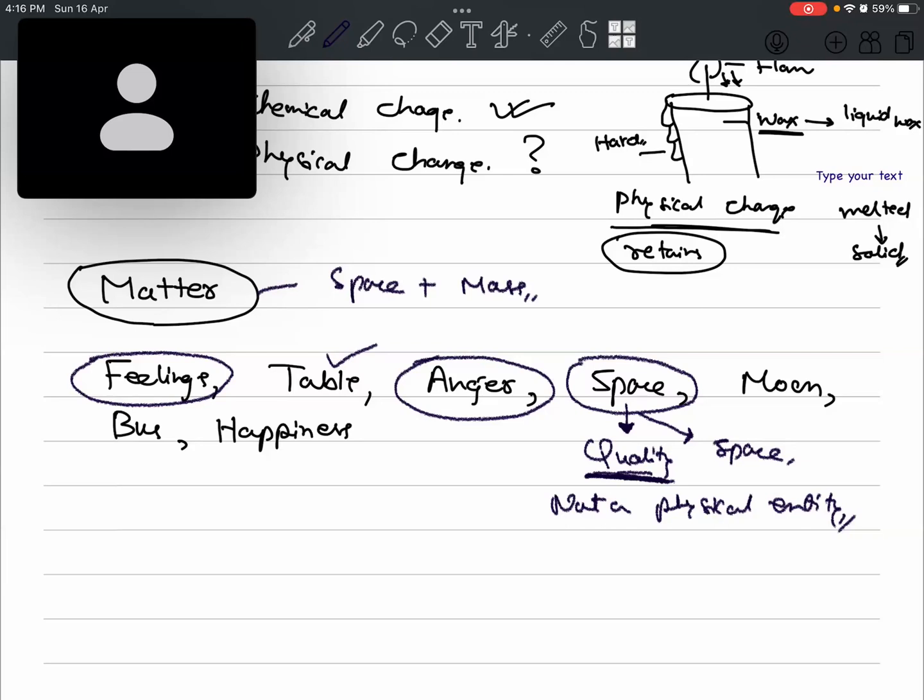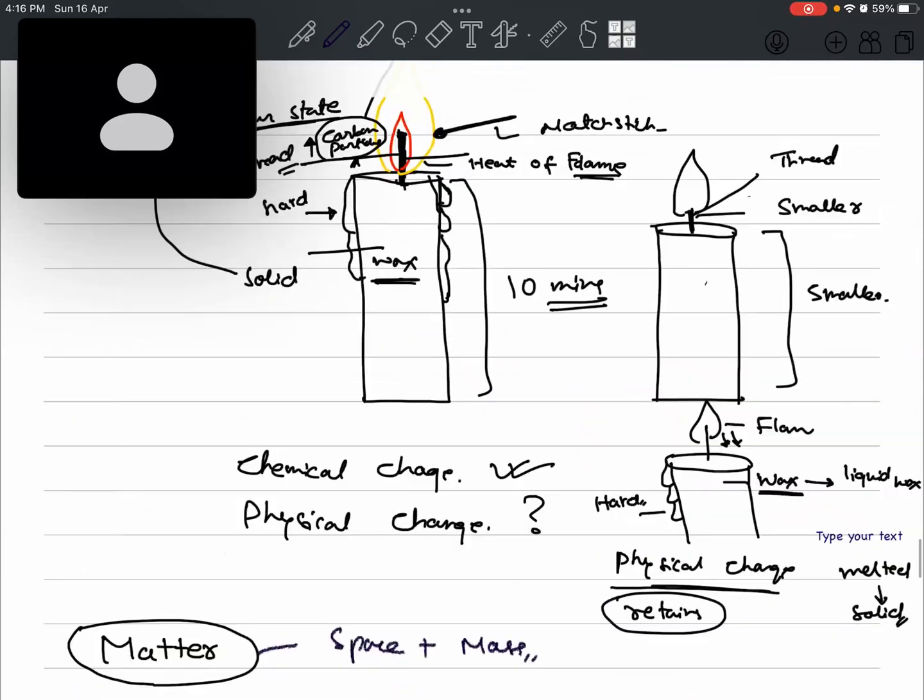What about the moon? Moon occupies space. Yeah. Bus? Bus occupies space. Yeah. Happiness? No. Okay, very good, Aswati. So I see your basics are good.